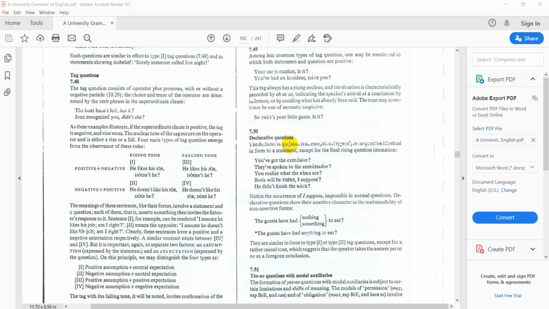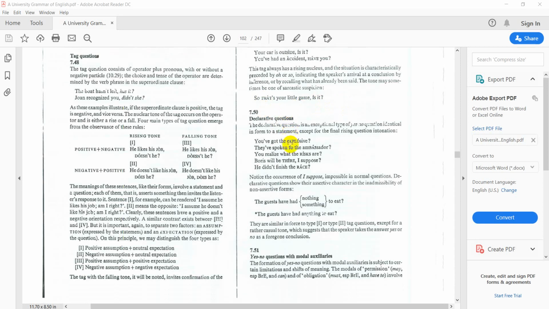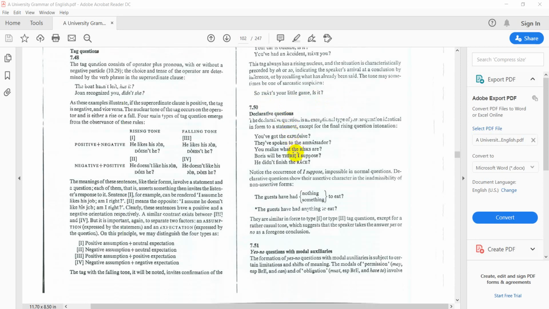Okay. Now we reach another type of question. Another type of yes-no questions, which we call declarative questions. The declarative question is an exceptional type of yes-no question, identical in form to a statement. So as you see, it is exactly like a statement.